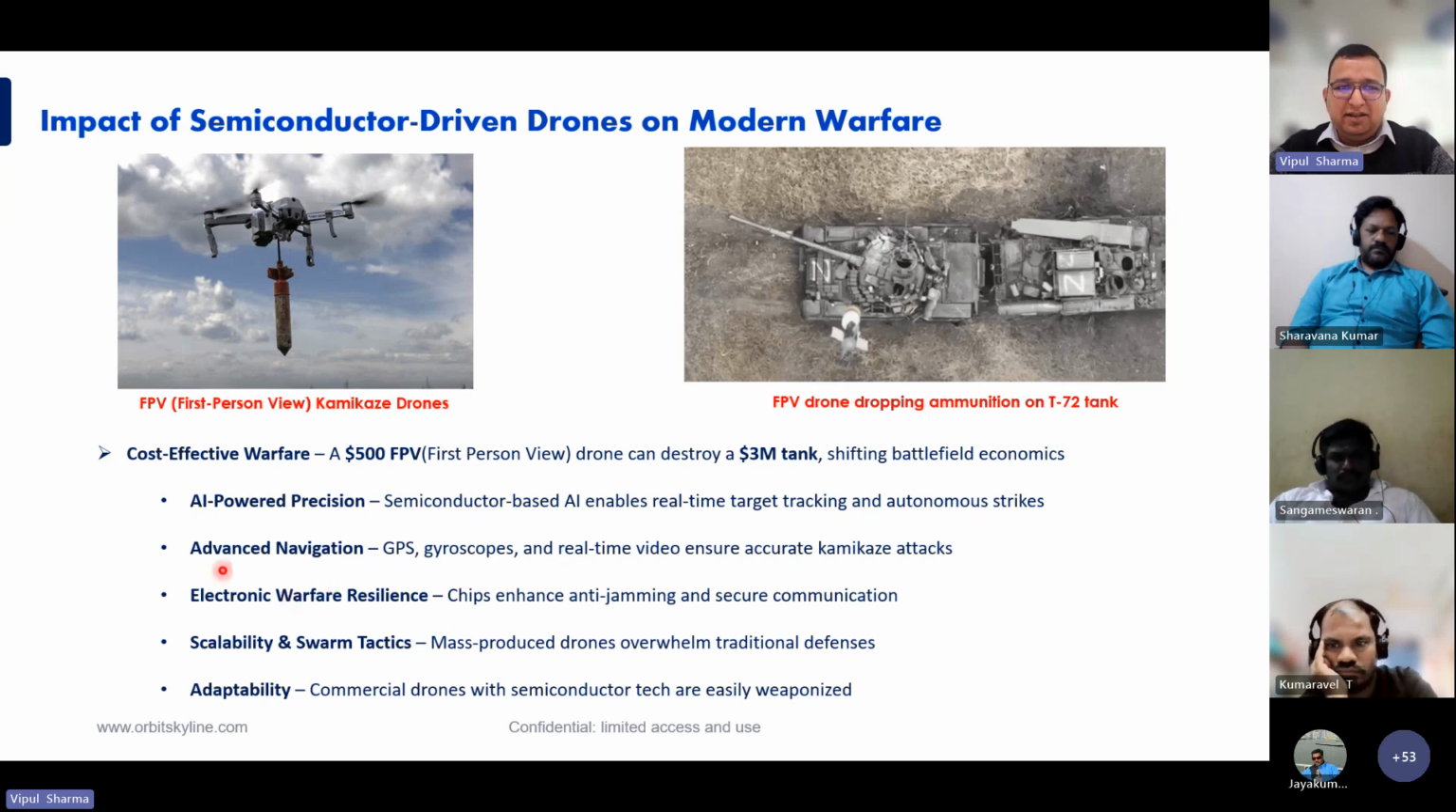And then the navigation and the electronic warfare. So in order to protect this drone from any kind of jamming, etc., they had built these kinds of capabilities in it. So all these features enabled by electronics and semiconductors were integrated into this simple drone. The beauty is that a $500 drone could take down a $3 million tank. Just imagine how difficult it would be for the enemy to sustain this kind of a war. But obviously, after that, a lot of different stuff has happened. But this is how electronics converted a simple looking drone into a lethal weapon.